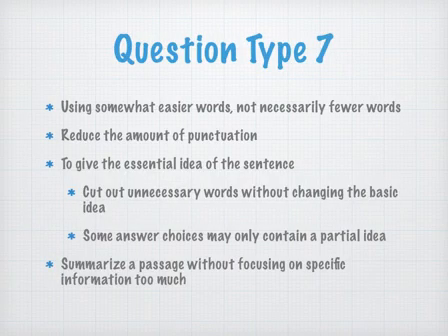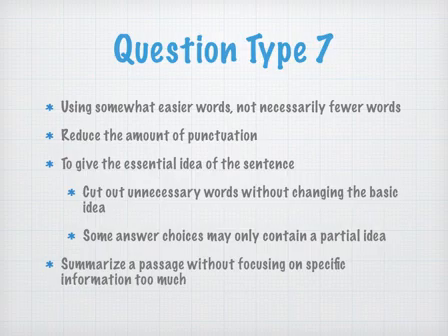Question type 7 is simplifying a sentence. This is going to involve using easier words, but not necessarily fewer words. We need to be looking at reducing the amount of punctuation, and we need to be able to give the essential idea of the sentence. This entails cutting out unnecessary words without changing the basic idea, and we need to have a look at the idea that some answer choices may only contain a partial idea.